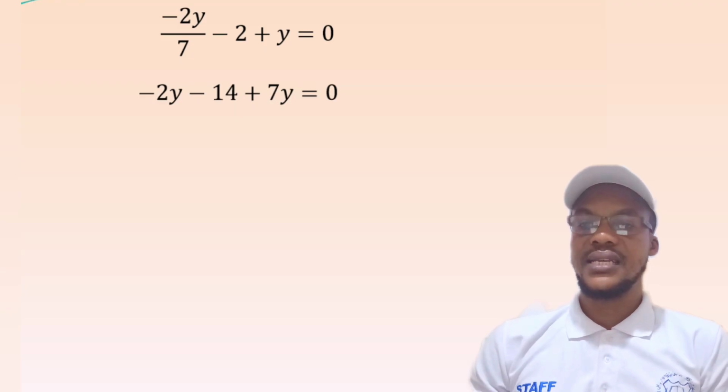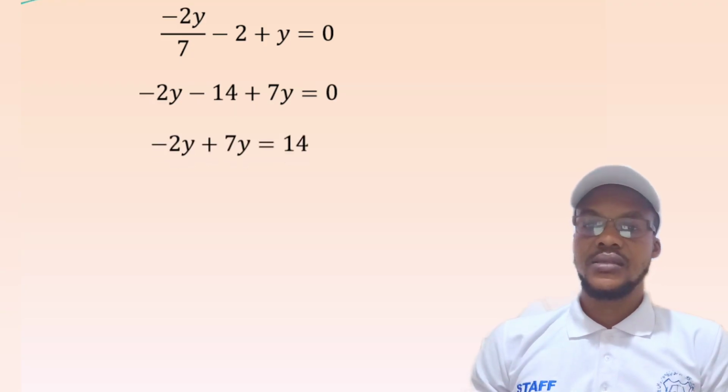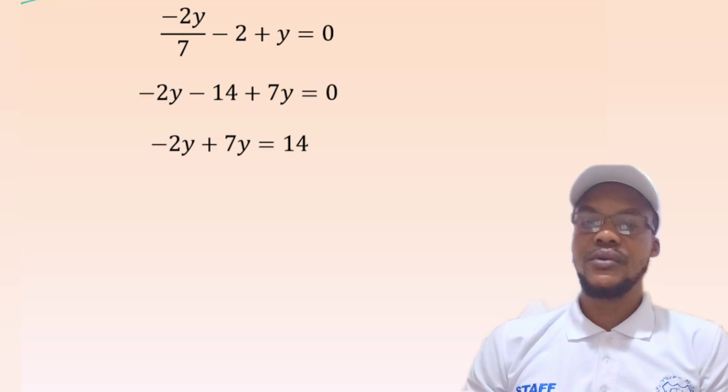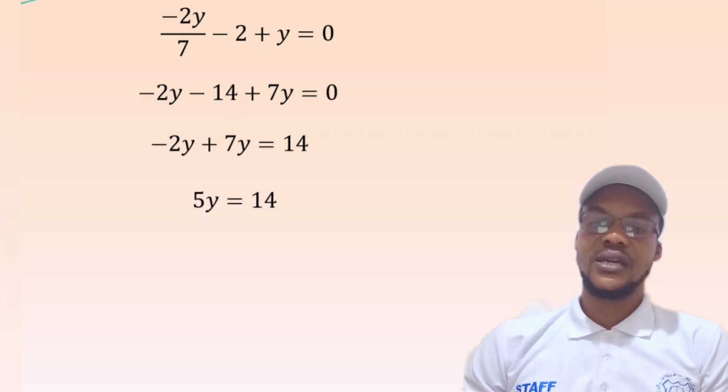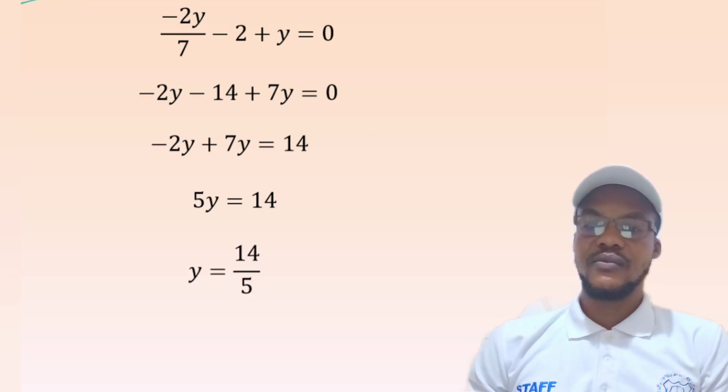Then when we have it like this, grouping like terms becomes easy. So we just group like terms, and then we have this, which also gives us 5y is equal to 14. What do we do? We just divide both sides by 5, and in that case we have y to be 14 on 5.